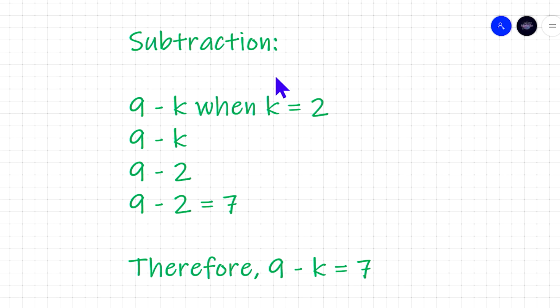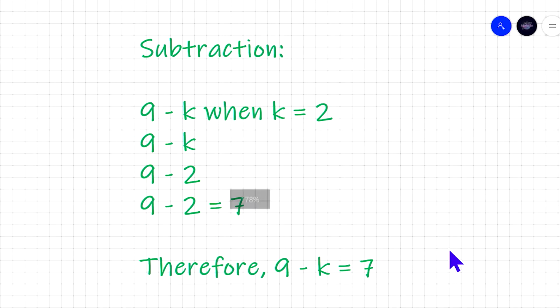So next up, we have the subtraction quadrant. So this is 9 minus k when k equals 2. Meaning the k value of 9 minus k is equal to 2. So just write it out, 9 minus k, and then substitute 2 into k, so it's 9 minus 2. And then finally, do the subtraction, you get 9 minus 2 is equal to 7. So therefore, 9 minus k is equal to 7.